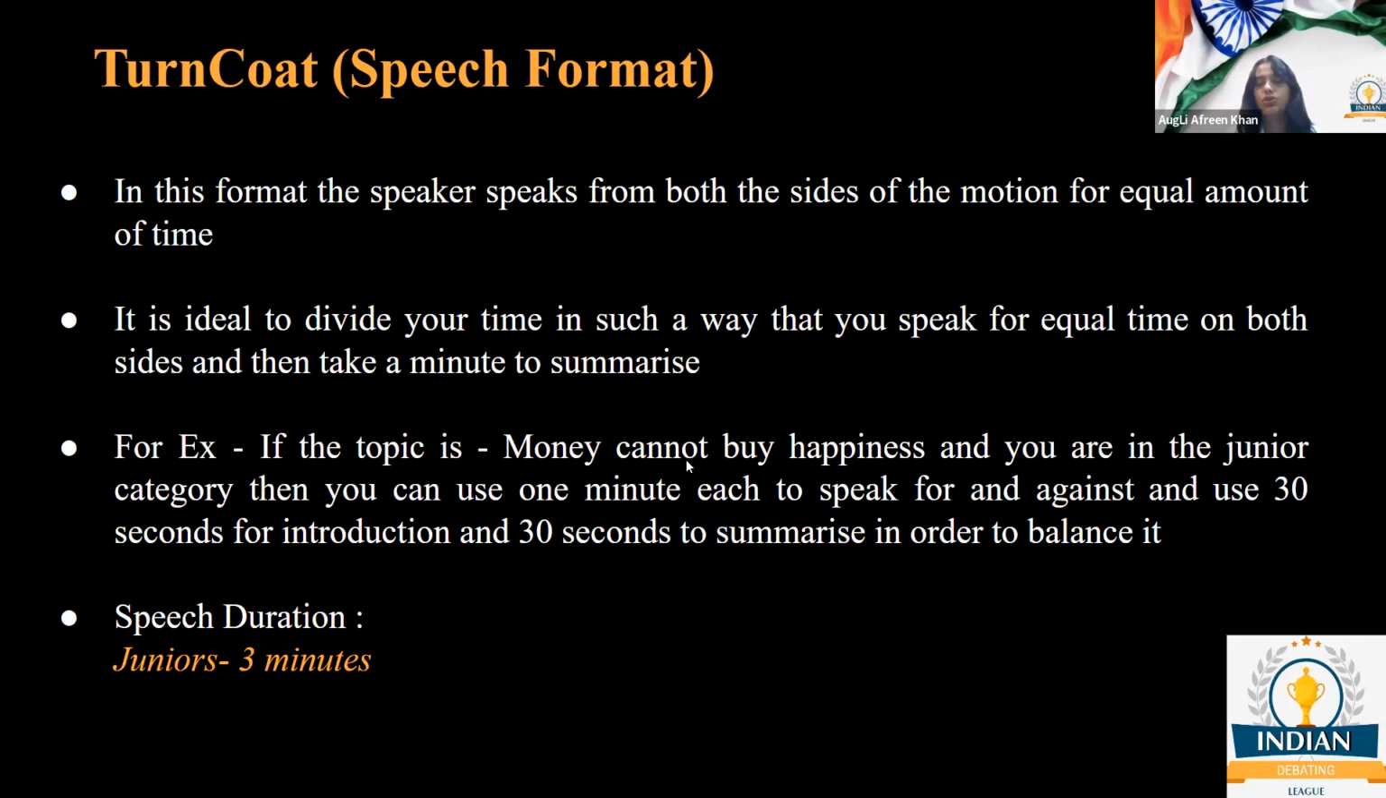So 2 tips from this slide. 1, divide your time equally for the topic and against the topic, which for junior category looks like 1 minute for the motion and 1 minute against the motion. Secondly, in your conclusion, you're supposed to be neutral and give a creative balance between both for and against of the topic. Are there any questions from this particular slide then?